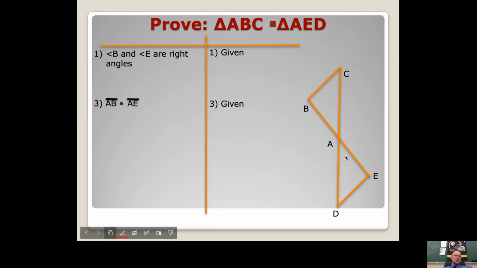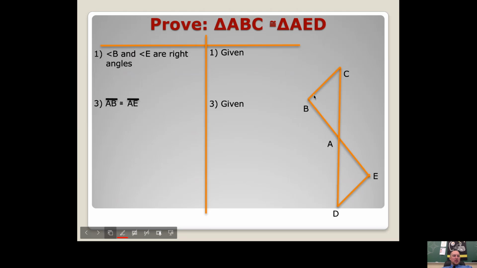We need to prove that these two triangles are congruent. And notice how they gave us some given information in the proof already. I kind of like how that's done. That way I don't have to write all this out. You probably like it too. So make sure you read what's given.